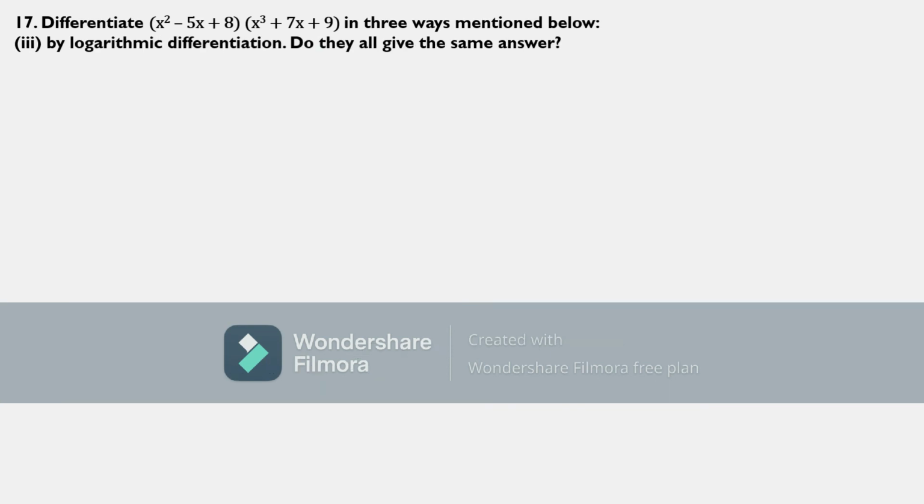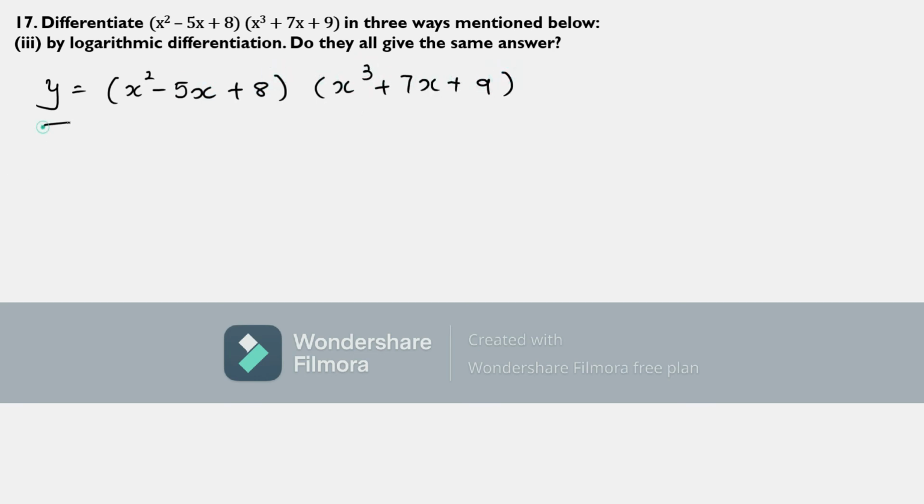Okay. So the last method is saying that you are going to use the logarithmic method. Do they all give the same answer? So yes, for the first and second we have seen that they are giving the same answer. But now let us check if we use logarithm. We have y is equal to x square minus 5x plus 8, times x cube plus 7x plus 9.